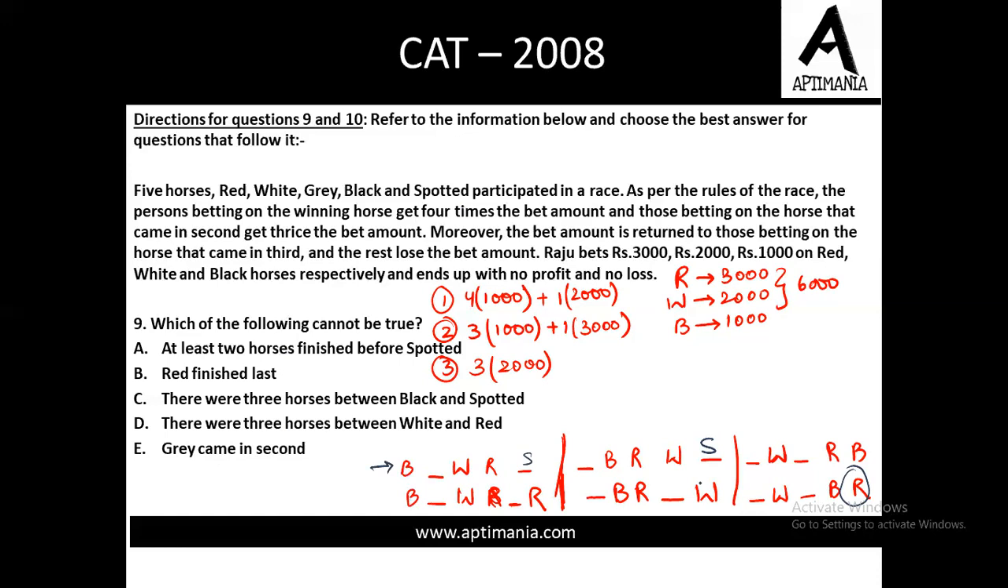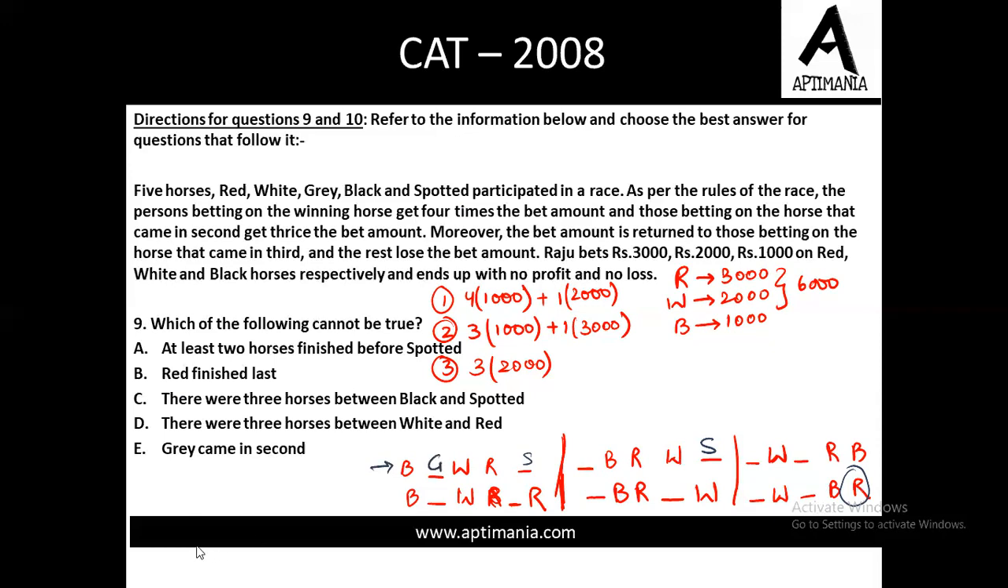We can see this. Black is on the first position in this case. Here it can be either spotted or grey horse on the first position. So fourth situation doesn't seem to be possible. Grey came in second. Yes, we can place the grey horse here, and grey came in second will be true.